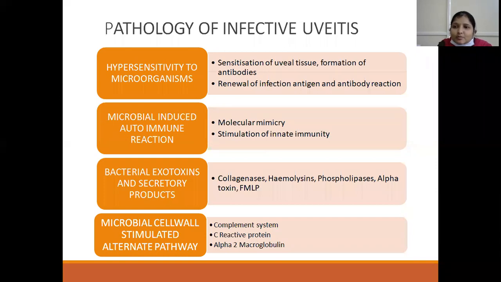The first mechanism of non-suppurative uveitis is hypersensitivity to the microorganism. The primary source of the infection is present elsewhere in the body, and from this there can be release of either microbial toxins or microbial particles. These gain entrance into the uvea and lead to sensitization of the uveal tissue, which causes production of antibodies. At a later date, when there is renewal of the infection at the primary source, it leads to antigen-antibody reactions in the uvea, causing uveitis.